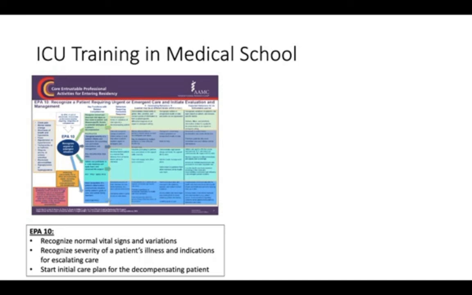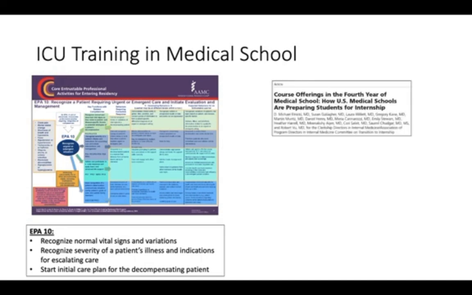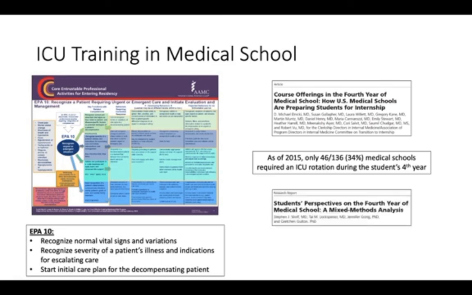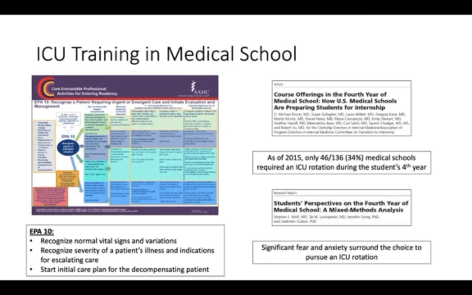But how many medical schools actually require structured critical care training for medical students? From an article in Academic Medicine, as of 2015, only 46 of 136, or 34%, of medical schools required an ICU rotation during the student's fourth year. In addition, a group at the University of Colorado looked at student perspectives on the fourth year of medical school and found significant fear and anxiety surrounding the choice to pursue an ICU rotation.